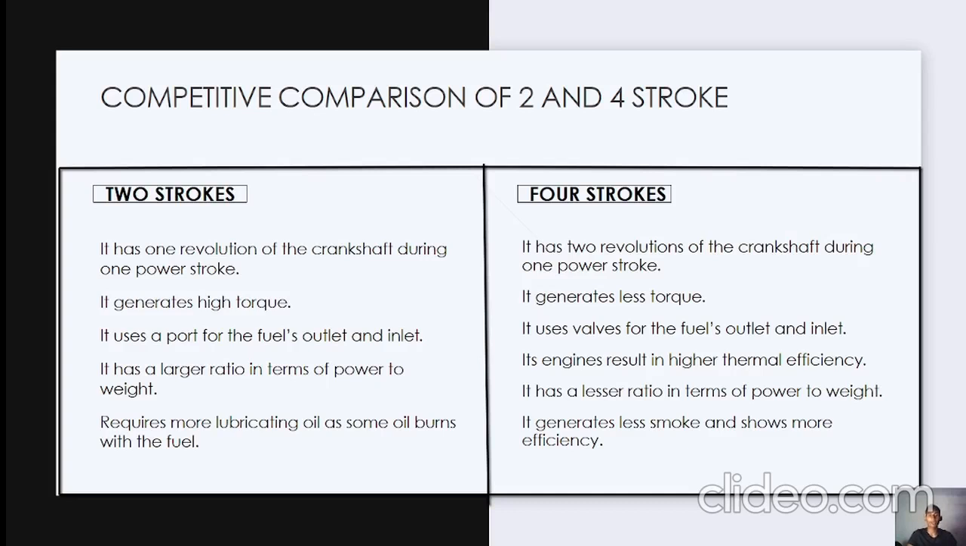Two-stroke has a larger ratio in terms of power and weight. Four-stroke engine results in higher thermal efficiency and has a lesser ratio in terms of weight. Two-stroke requires more lubricant oil, which is burned with the fuel. Four-stroke engine is generally less smoky and shows more efficiency. The comparison of two-stroke and four-stroke is over.